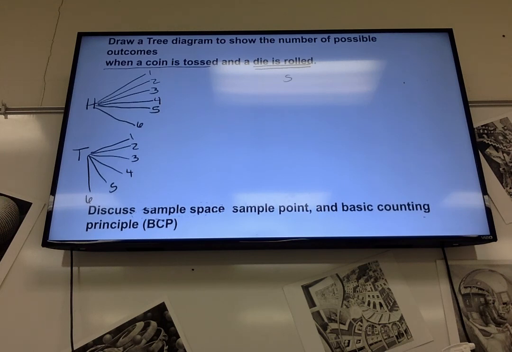Sample space. This is the thing it says to discuss down here. The sample space is a list of all the possible outcomes. So that would be heads and 1, heads and 2, heads and 3, and so on, and then tails and 1. So that's the sample space, when you list all the things that could happen.